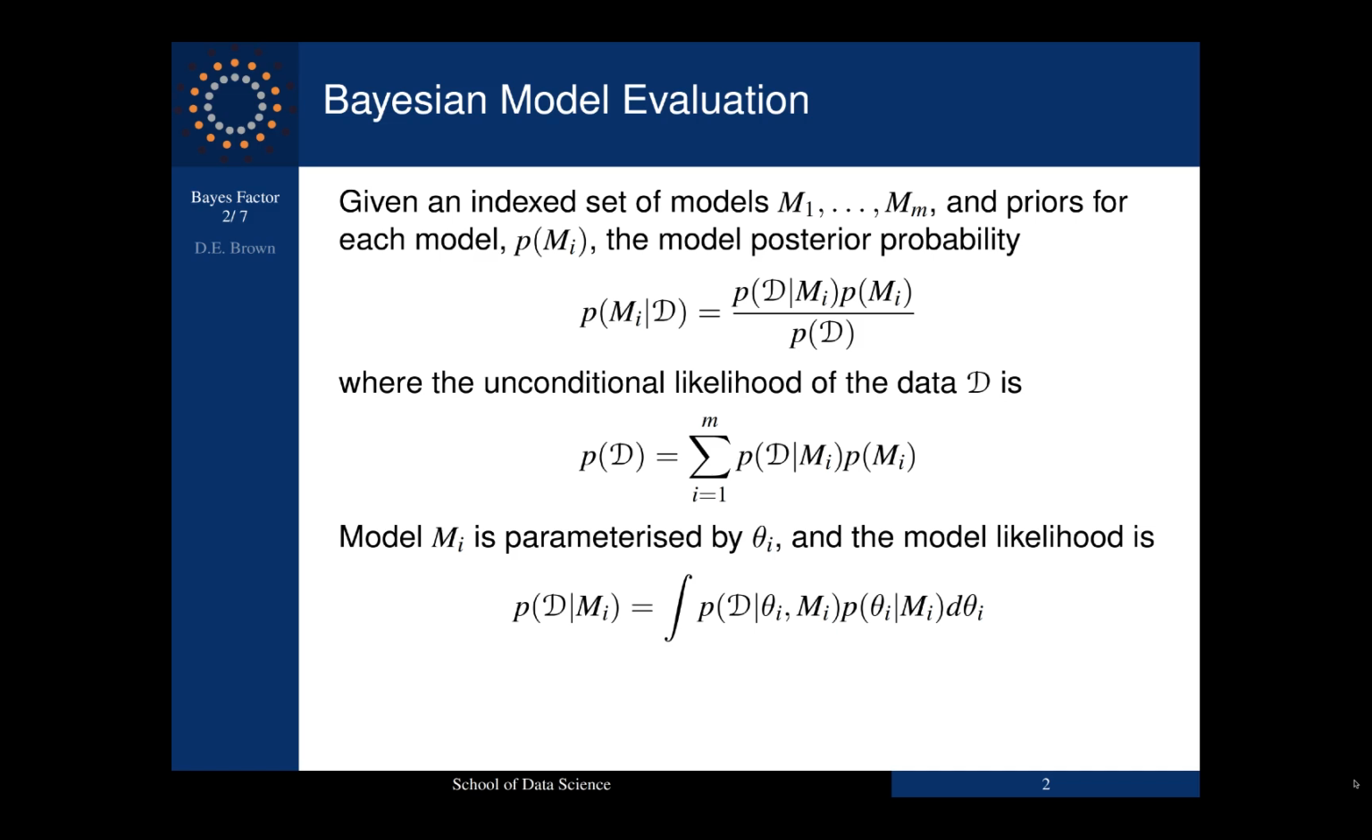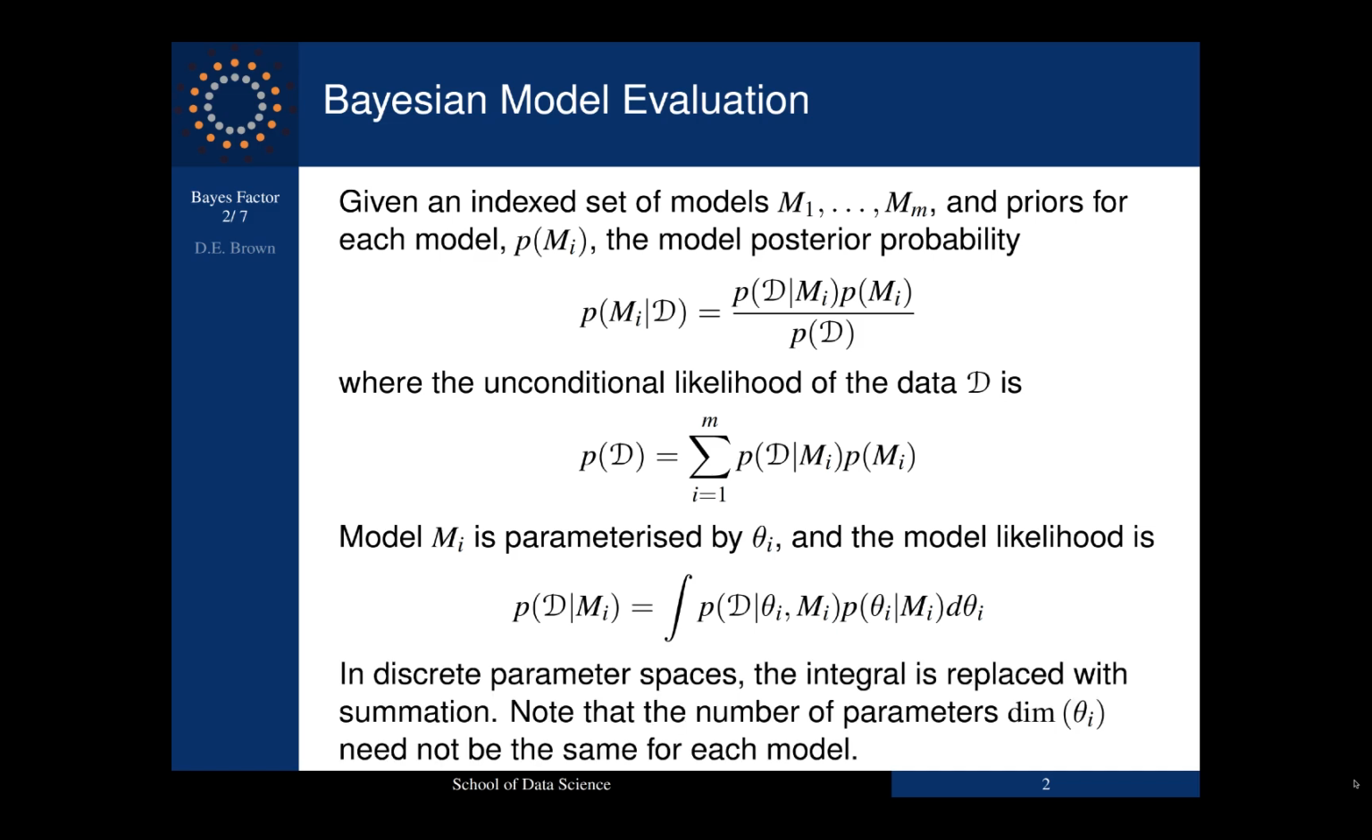Model Mi is parameterized by some parameter set, let's say, and we'll call that theta i. And the model likelihood can then be expressed again by conditioning, and we'll show this through integration because mostly these parameters are real valued. And so we just look at the conditional distribution for the data, now conditioned on the model parameters as well as the model itself, and then times the density function for the parameters given the model choice, and then of course integrated over all values of theta, all values of the parameter. And this could be a vector of parameters.